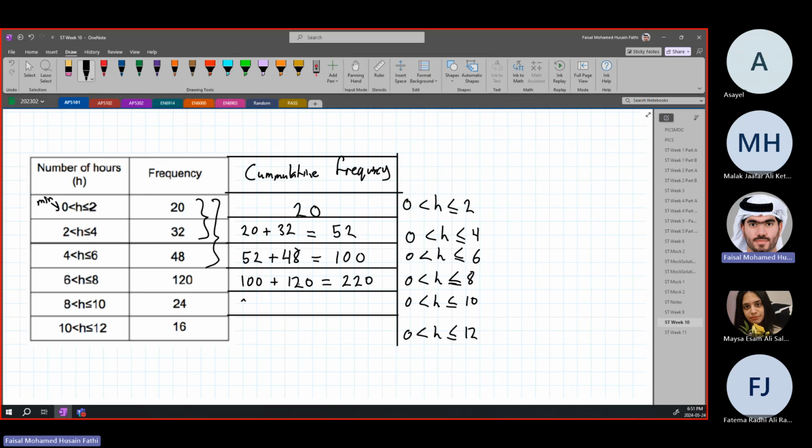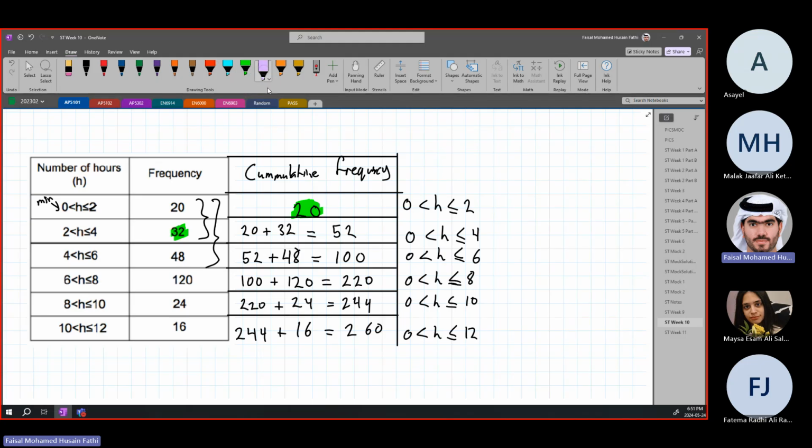Again, 220 plus 24, which is 244. And the last one, 244 plus 16, which is equal to 260. All right. So the idea here is we are taking the cumulative frequency and we are adding it with the frequency. All right. That's what we are doing.